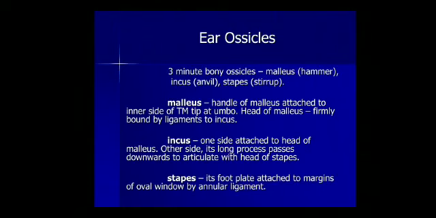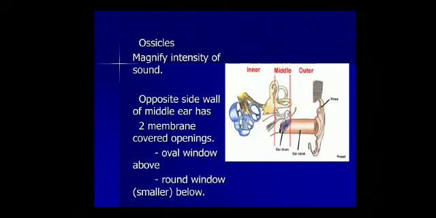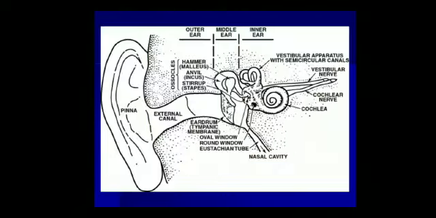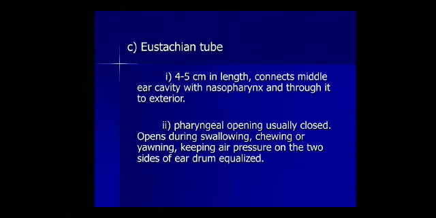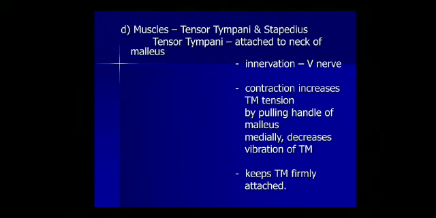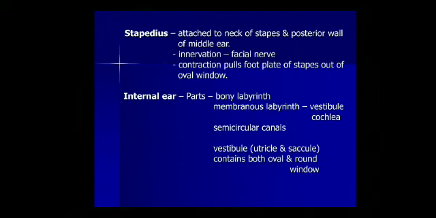So you can just have a look at this slide. I already mentioned all these things, and the ossicles. This is also a diagram which shows this. Also I already mentioned the eustachian tube, which connects the middle ear cavity with the nasopharynx. The muscles I mentioned. Okay, so this is about the external ear and the middle ear.